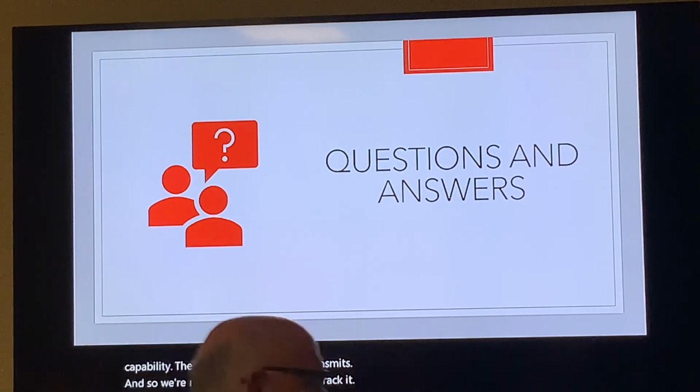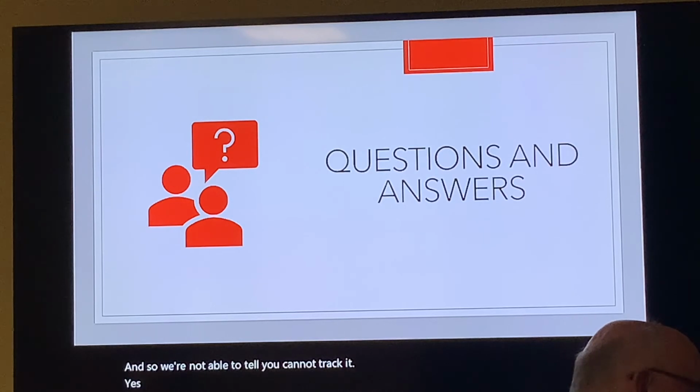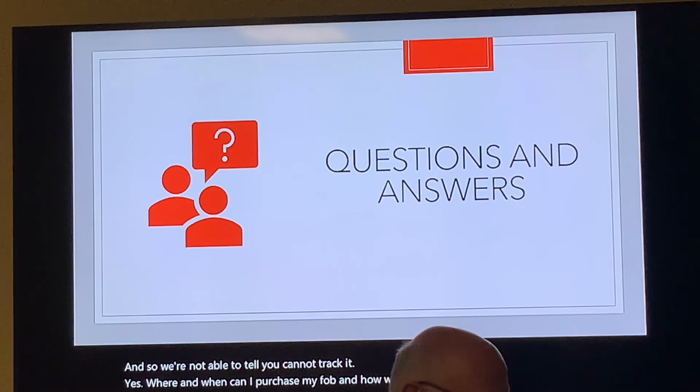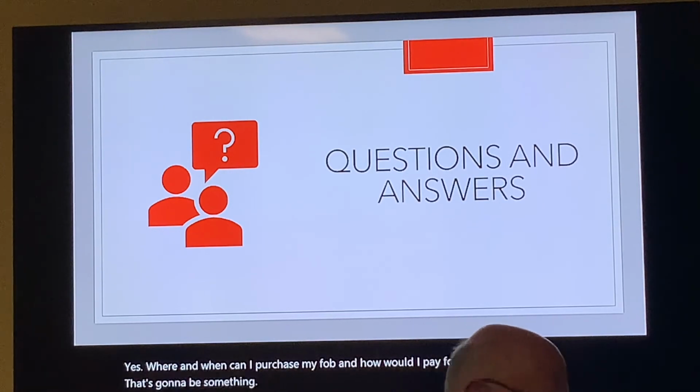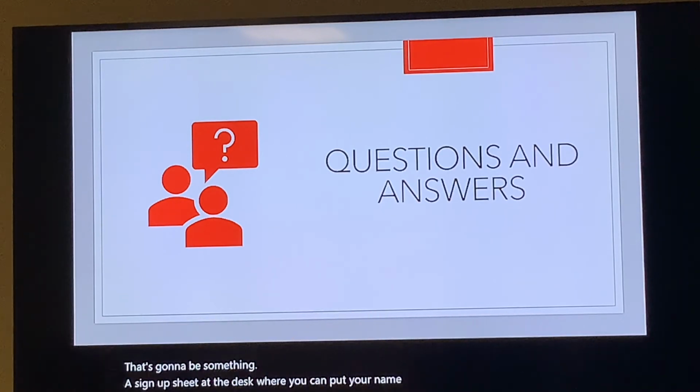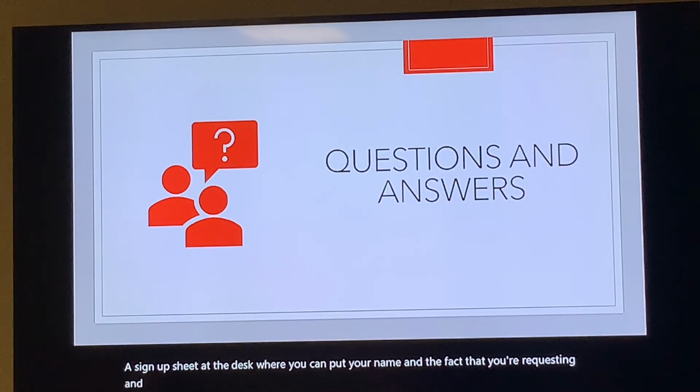Brent? Yes. Where and when can I purchase my fob, and how would I pay for it? Betsy, have you set that up? So I'm going to have a sign-up sheet at the desk where you can put your name and the fob that you're requesting, and then I'll get with you to determine the name of who you're requesting it for. And how we pay. And it will be put on your monthly bills.